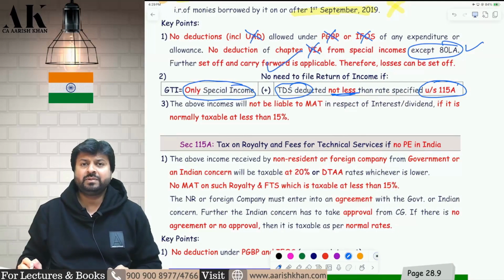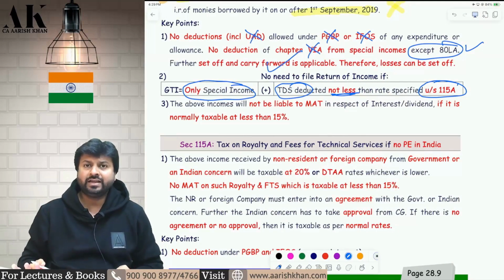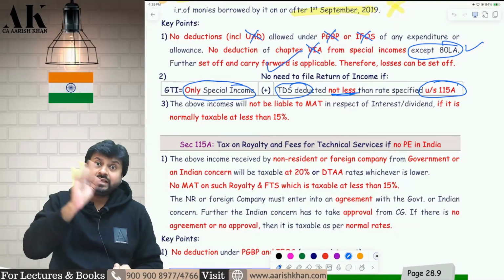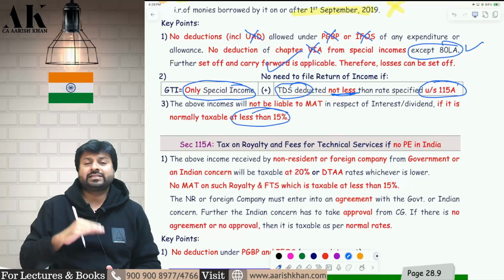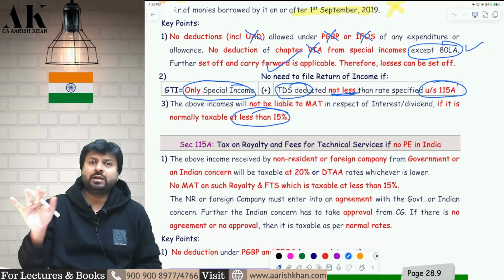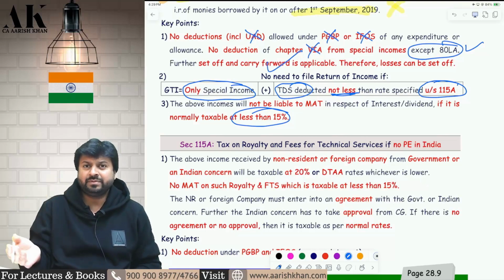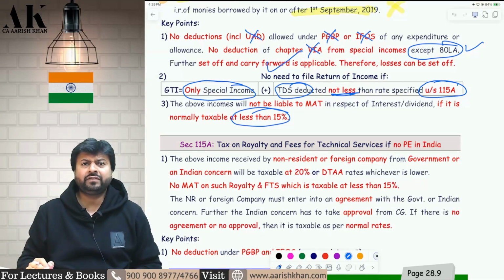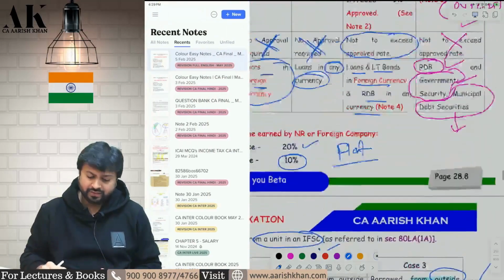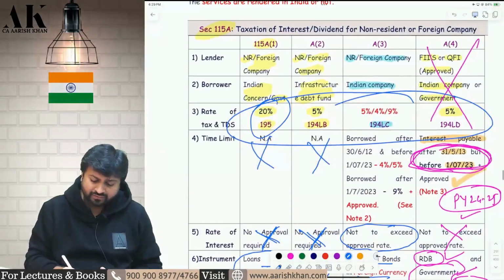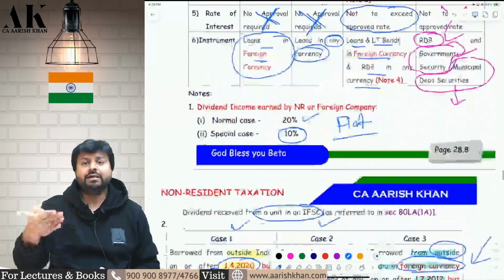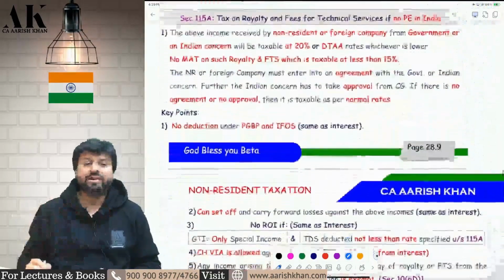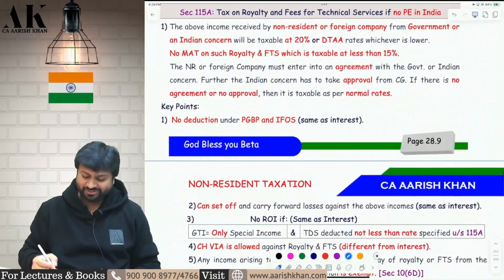So whether these incomes will be liable for MAT for the foreign company, again, depends on whether your tax rate is less than the MAT rate. What is the MAT rate? MAT rate is 15%. If your tax rate is less than 15%, then you're not liable for MAT. But if your tax rate is more than 15%, or equal to 15%, then you are liable to MAT. Therefore, in the first case, my tax rate is more than 15%. Therefore, I am liable for MAT. And in the second, third and fourth case, my tax rate is less than 15%. Therefore, I am not liable for MAT. I hope it is clear to all of you.